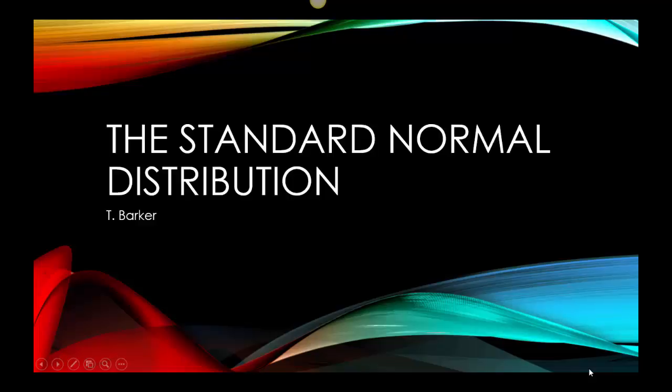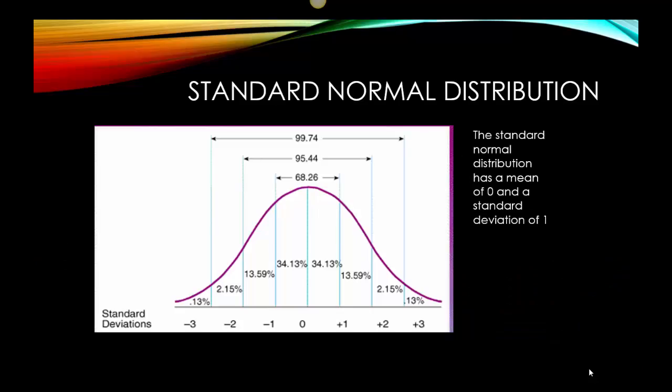Alright, so now that we've been through our introduction to what the standard normal distribution looks like, we should take a closer look at what we do with it. So let's first quickly review that. Remember, our standard normal distribution, the standard tells me I have a mean, median, and mode of 0, and then a standard deviation of 1.